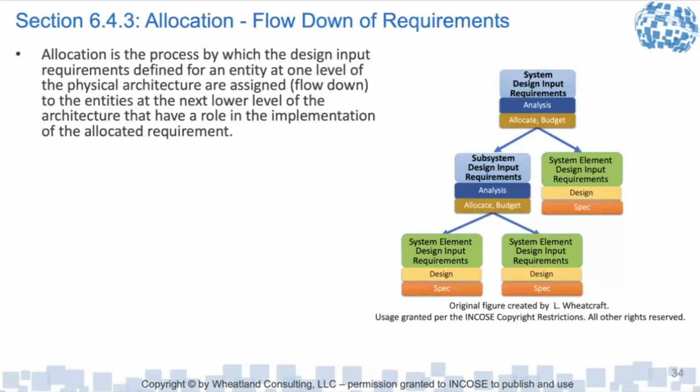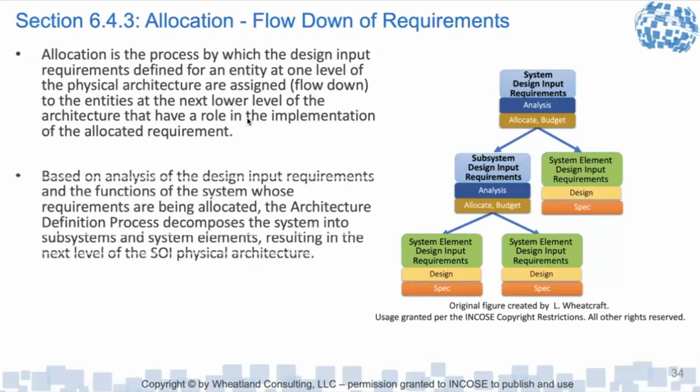And then allocation is what some people call the flow down of requirements. It's a process by which the design input requirements defined for an entity at one level of the physical architecture are assigned to flow down to the entities at the next lower level of the architecture that have a role in implementation of that allocated parent requirement.